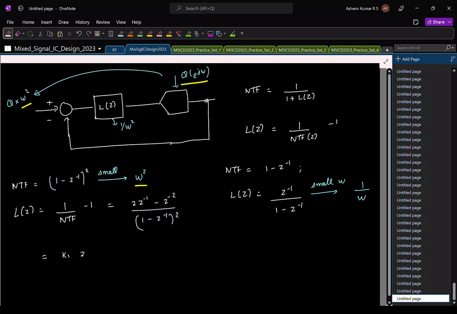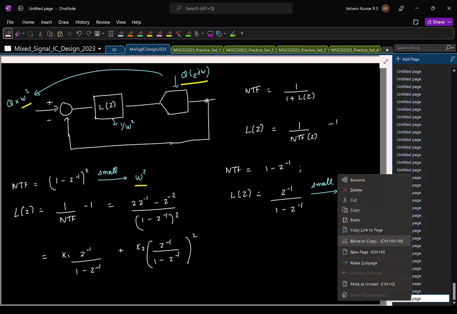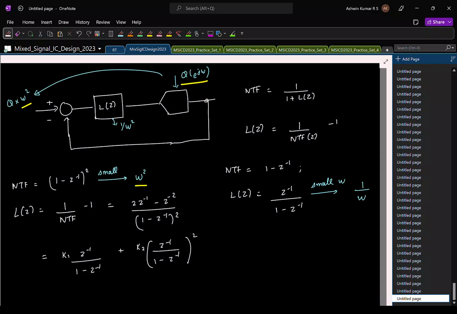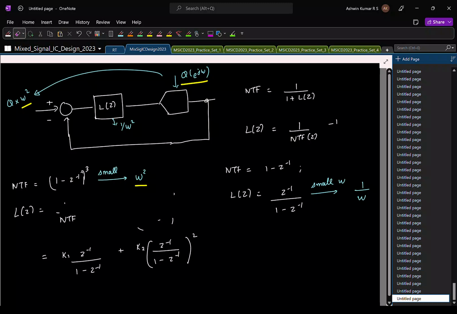In fact, you can decompose this as K1 times 1 integrator plus K2 times cascade of 2 integrators. Okay. So let me just extend it now. So now let us say NTF is this, 1 minus z inverse whole cube, right?